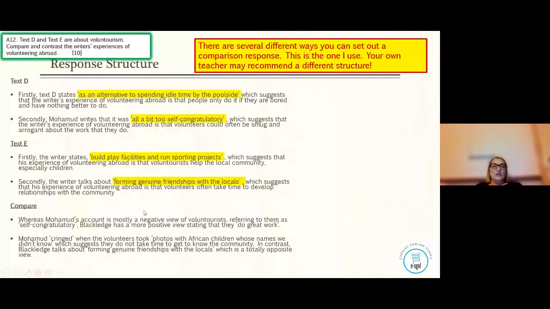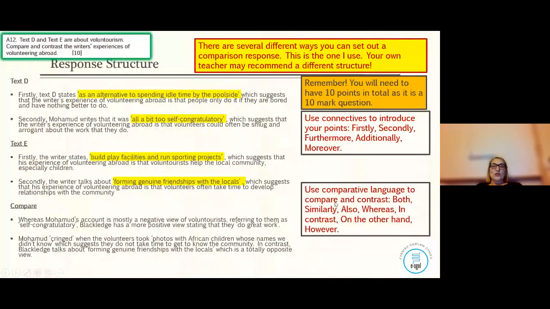And then for my comparison questions, I'm using comparative language. Okay, so whereas Mohammed's account is mostly a negative view of volunteerists, referring to them as self-congratulatory, Blackledge has a more positive view, stating that they do great work. So I'm using that comparison word there, which is whereas. And then for the next one, Mohammed cringed when the volunteers took photos of African children whose names we didn't know, which suggests they do not take time to get to know the community. In contrast, Blackledge talks about forming genuine friendships with the locals, which is a totally opposite view. So again, using that comparative language in my compare subheading.